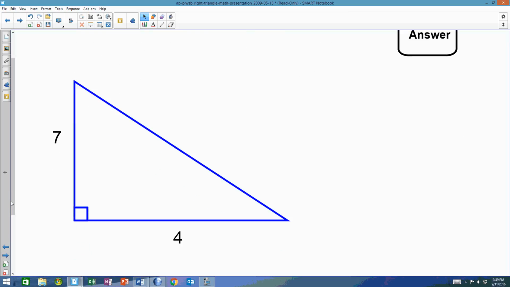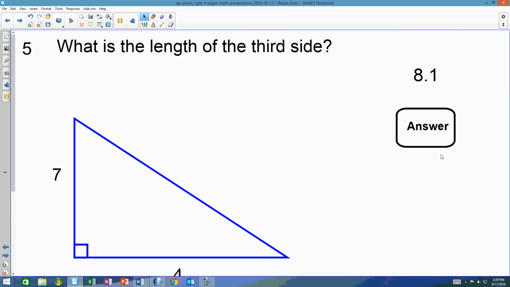Okay, so now we have a triangle and we want to look at what the hypotenuse is. If you need more time, go ahead and pause the video. If not, here's your answer. It should be 8.1.